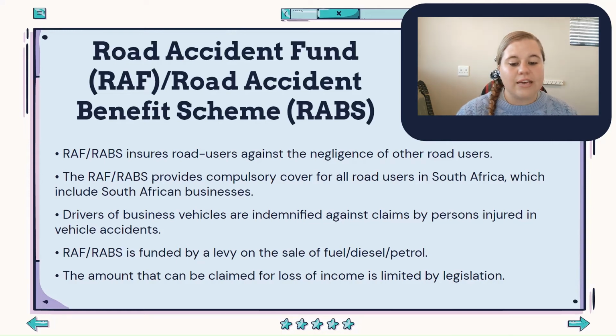The fund is funded by a levy on the sale of fuel, diesel, and petrol. The amount that can be claimed for the loss is limited by legislation.